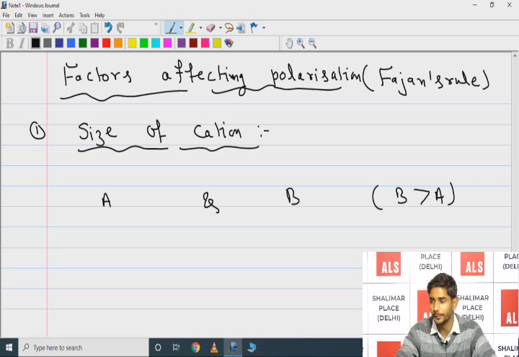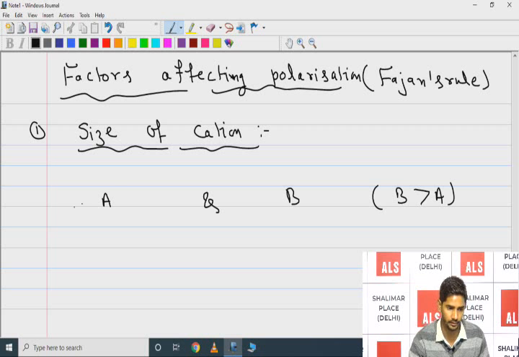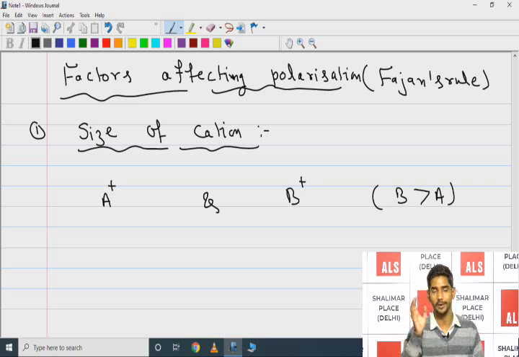Guys, do I need to repeat my question? I was just asking that the size of B is greater than A. Now my question is, both are cations. Don't confuse with that. This is cation, this is also cation. Do not copy this, guys. This is just for concept clarification. I'm asking, which cation can experience higher nuclear force?